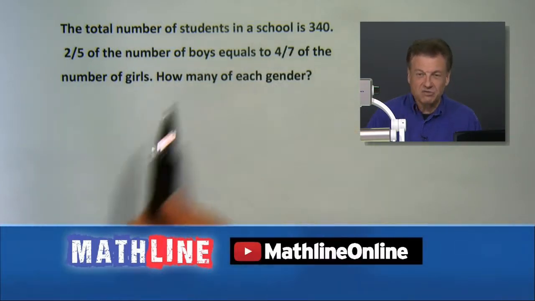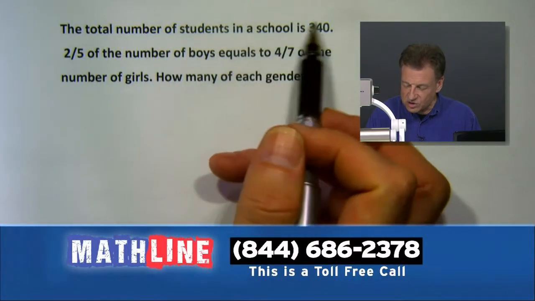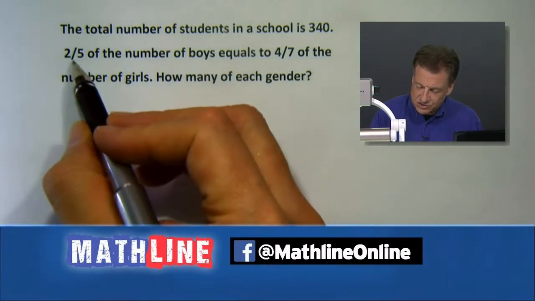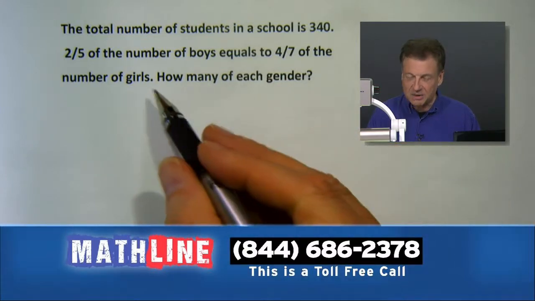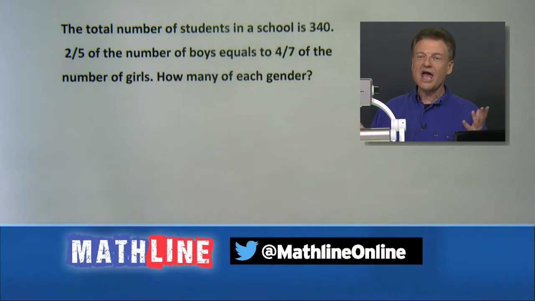Let's go back and refresh our memory. First things first, the total number of students in a school is 340, basically the storyline here. And she basically said 2/5 of the number of boys was equal to 4/7 of the number of girls. It is a nice riddle there, all right? A good riddle.